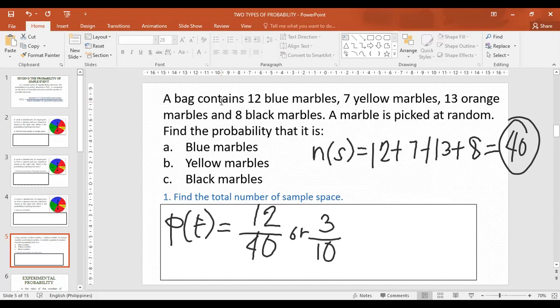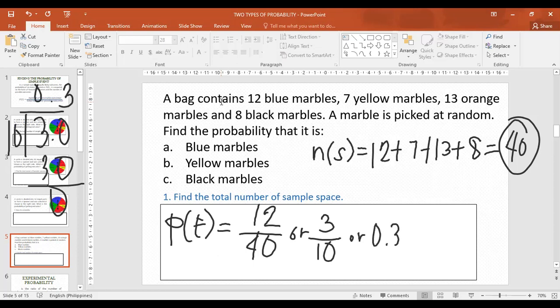So, let's get the decimal form. 3 divided by 10. Ayan. So, we have 0.3 or 0.30. So, get the percent form. We have 30%. So, this is the final answer for blue marbles. So, hindi pa tayo tapos.